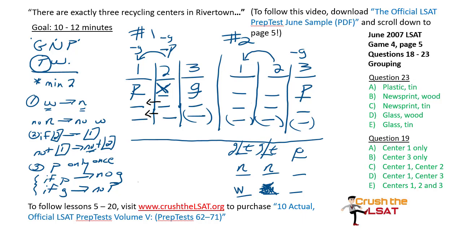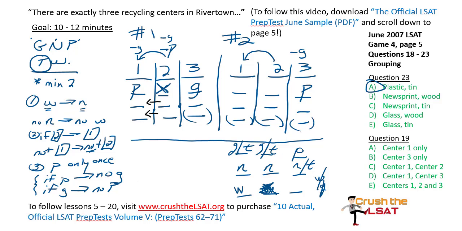Now center 3, how about center 3? Well, the question tells us W is only in center 1, so W is out. Our master diagram says you can't have G in center 3. G is out. You can't have G and P together. What could be in center 3? Well, N could be there, or T could be there, or both. So now we'll take a quick look at the choices. Answer A, PT, boom.